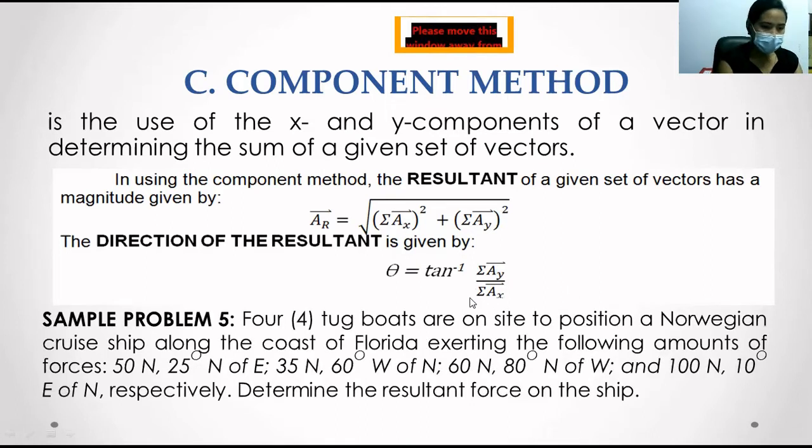So let's have example problem number 5. 4 tugboats are on site to position a Norwegian cruise ship along the coast of Florida, exerting the following amounts of forces: 15 newtons 25 degrees north of east, 35 newtons 60 degrees west of north, 16 newtons 80 degrees north of west, and 100 newtons 10 degrees east of north respectively. Determine the resultant force on the ship.